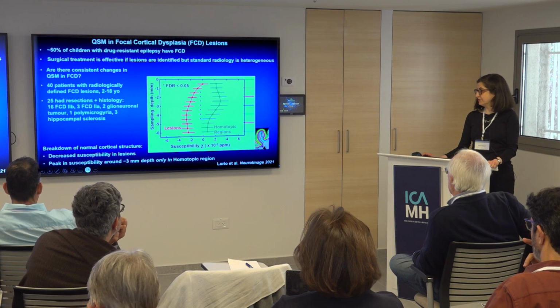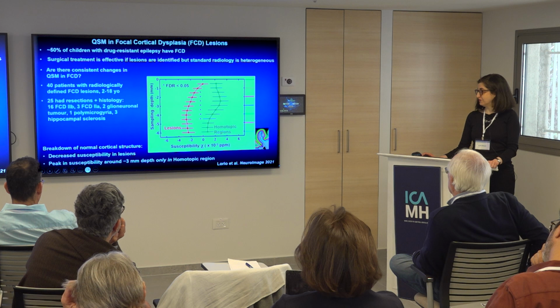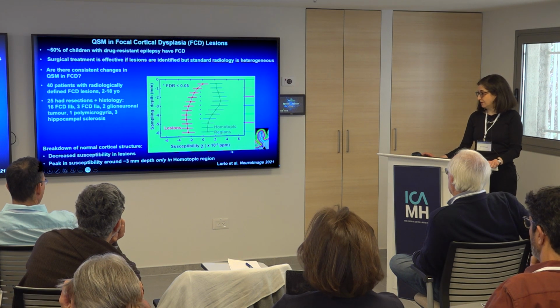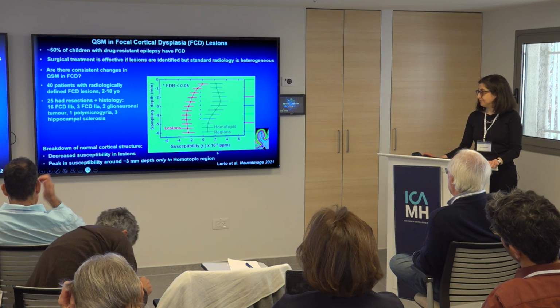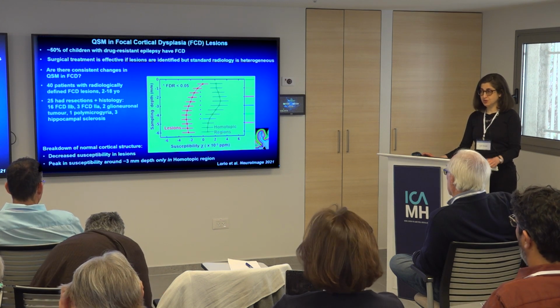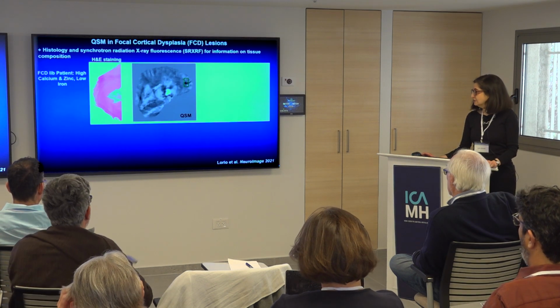You can see the significant difference between the susceptibility at different cortical depths in the lesions compared to the homotopic regions on the other side of the brain. So there seems to be a breakdown of the normal cortical structure that's reflected in the susceptibility maps as well.